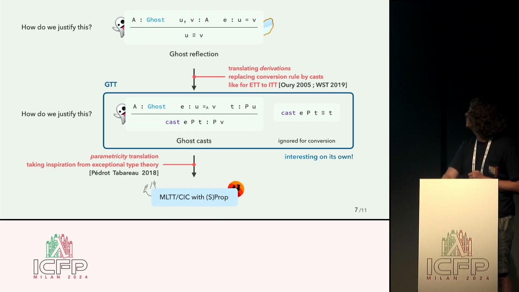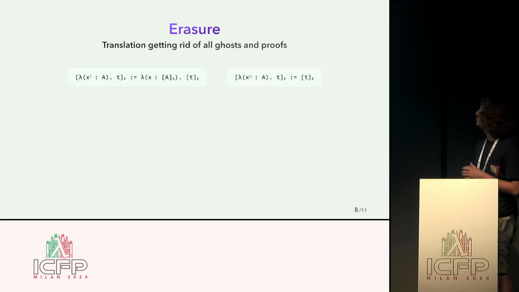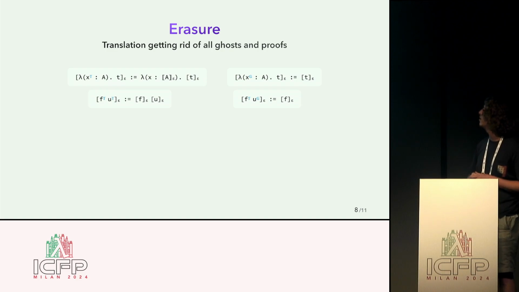So how do we go from ghost type theory to Martin-Löf type theory? The idea first is to use some notion of erasure that gets rid of all ghosts and all proofs. So if you have a lambda, a function that takes an argument, then you look at it, is it relevant? If so, then you keep it. But if it's not, if it's a ghost or a proof, you just throw it away. You do the same thing for applications, so if you just have a relevant application, you keep the argument and you recurse, but if you have a proof or a ghost argument, then you just throw it away. And of course, as I was saying, I don't care about casts, so I just throw them away.